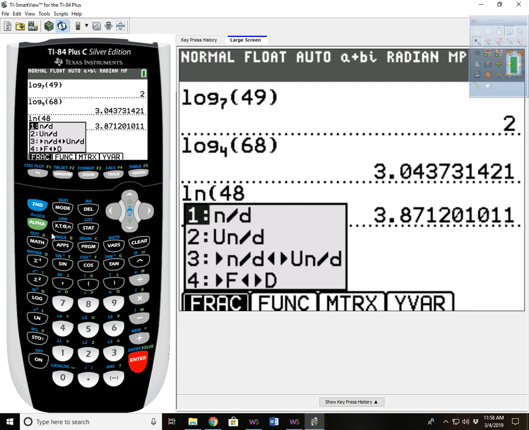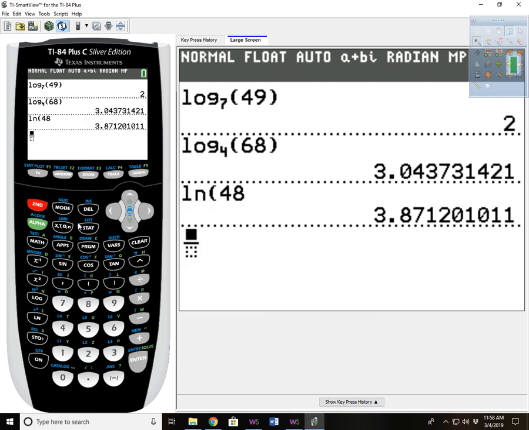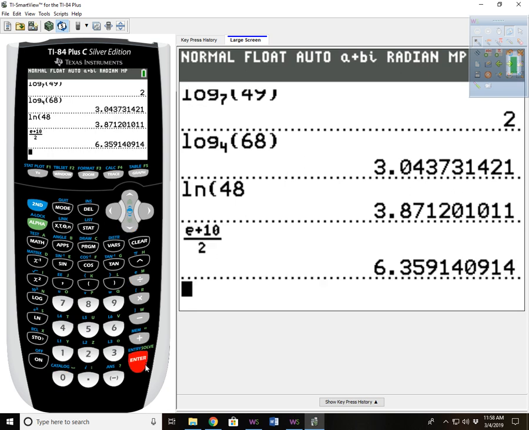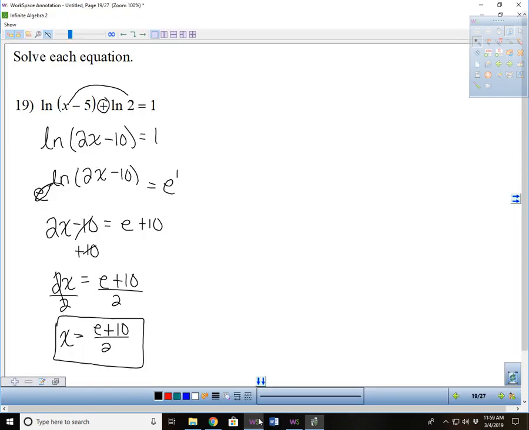So I've got e plus 10, and remember e is right here. Plus 10 divided by 2 is 6.35, okay? So if I took 6.35 and I subtracted 5, that would still be a positive number, and I can log a positive number.